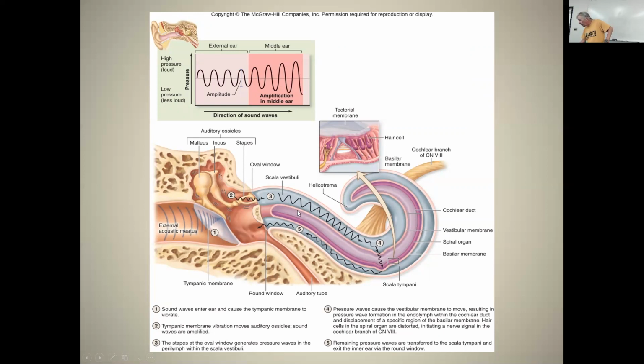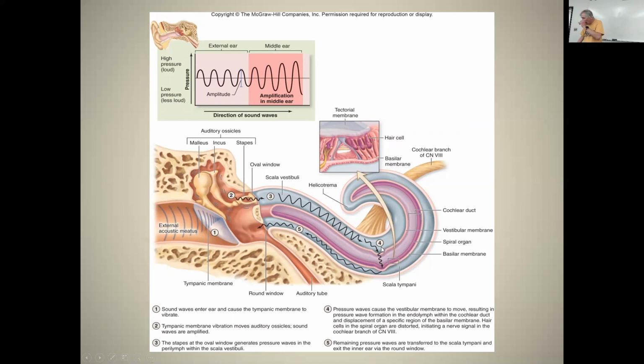vestibuli, right? And it just so happens that pressure waves cause the vestibular membrane to move, resulting in pressure wave formation in endolymph within the cochlear duct, displacement of a specific region of the basal membrane. Here's the thing: the basal membrane is frequency coded. Each frequency only moves a particular part of the basal membrane, and that's how you detect what pitch is. Right? So these waves will come in here, and they're causing waves all along here in the cochlear duct, but only this part of the basal membrane is sensitive to that frequency. Right? So only this part of the basal membrane vibrates.